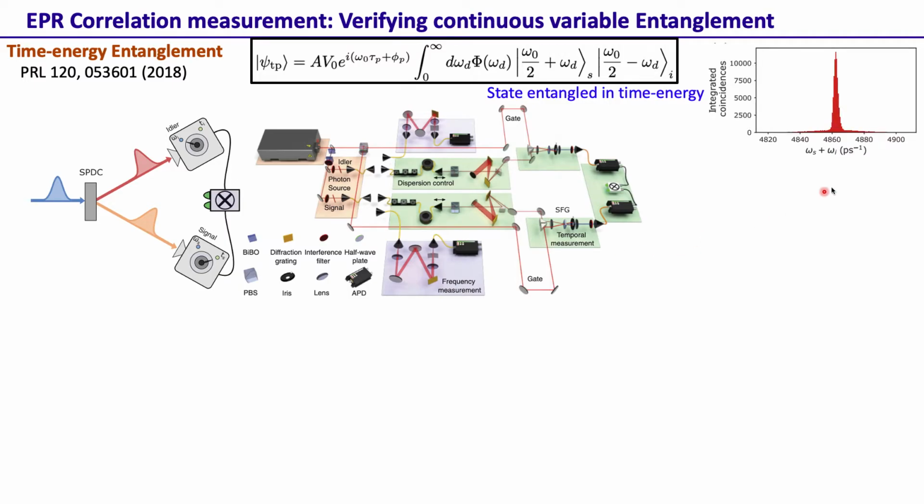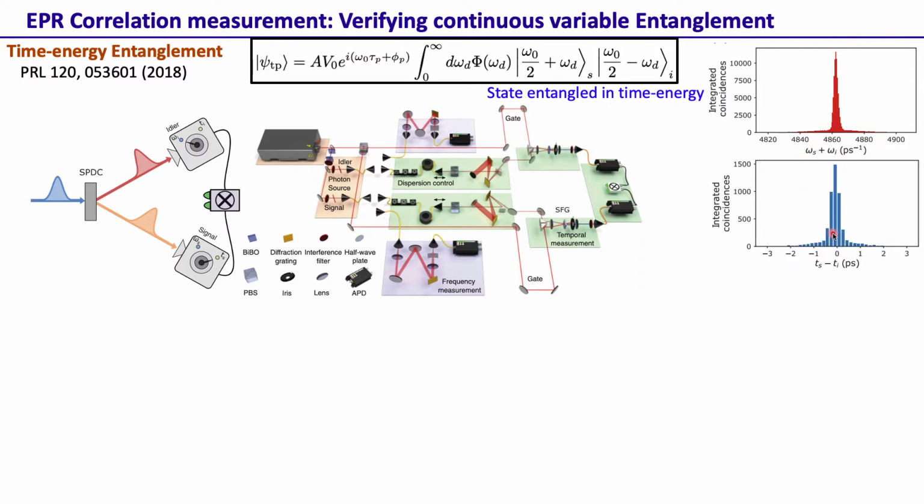But essentially what we are detecting here, just like position momentum in the other experiment, is that at a fixed value of, let's say, the idler frequency, what is the range of values over which the signal can be detected, and that's the coincidence count as a function of omega s when omega i is fixed. It could be the other way as well.